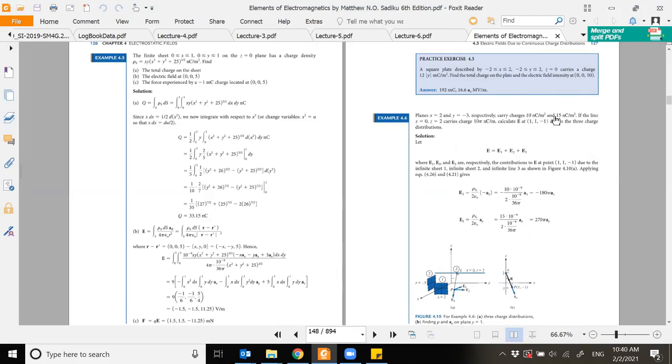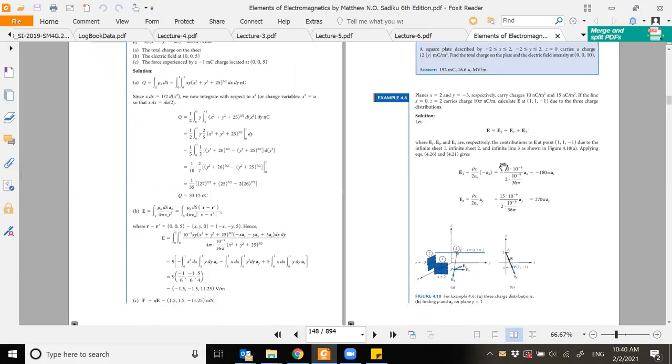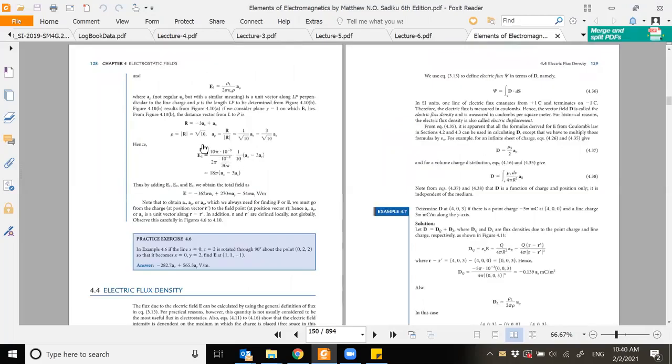They have uniform charge densities, and you have a line which is placed here, and it has a line charge density. You need to find the total electric field at this point. Therefore, you need to find the electric field of each of these two planes and the line at that particular point. Very good example, and very good application of the formula of the line charge, which is rho L over 2 pi epsilon rho.